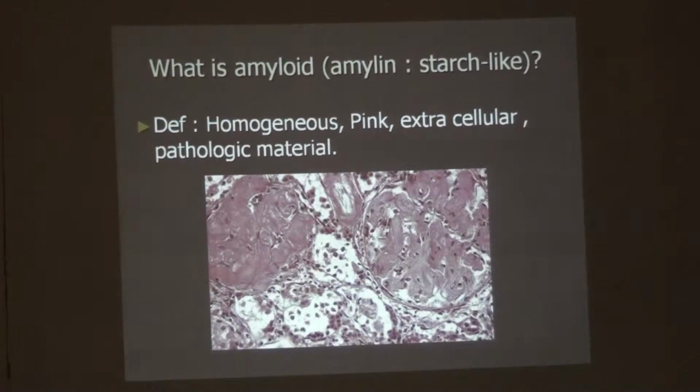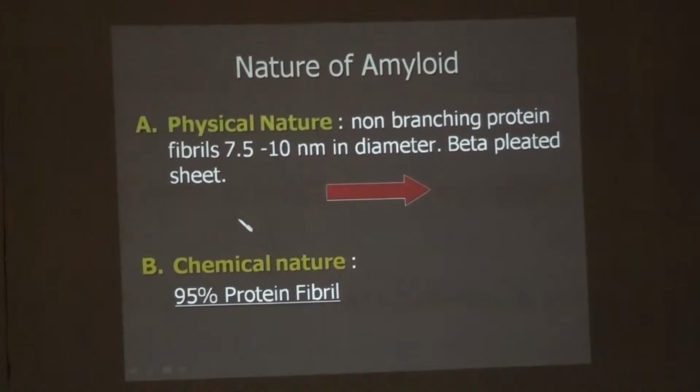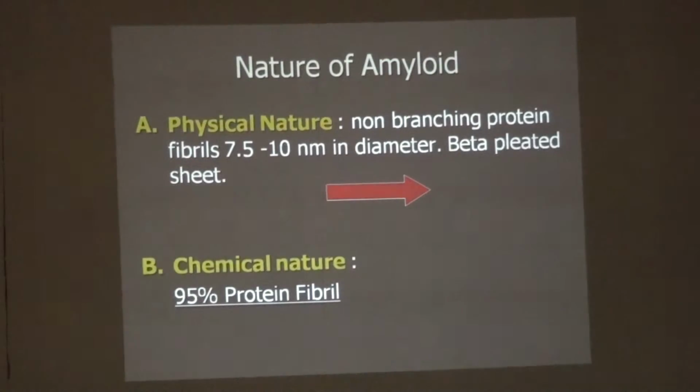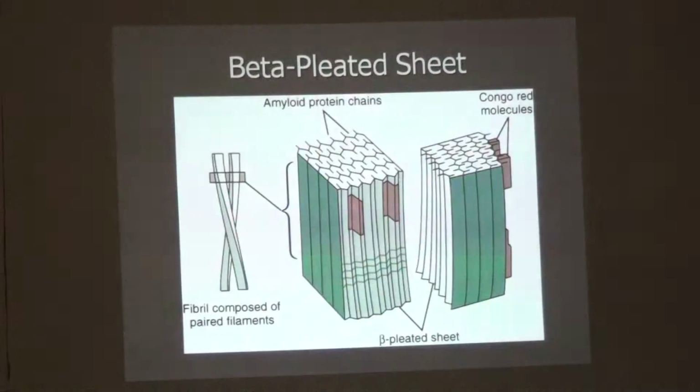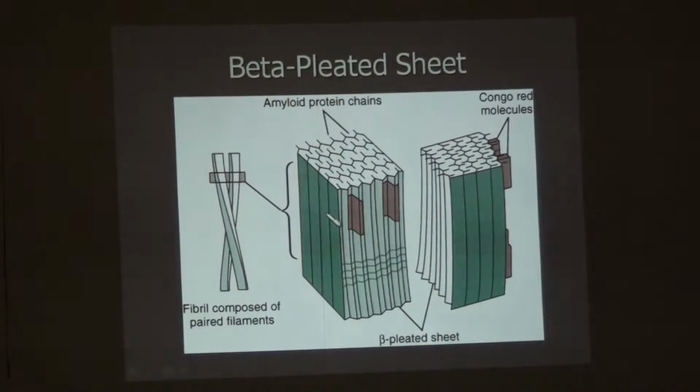Here you can see the homogeneous pink extracellular material. These are the places where the amyloid deposition is there, seen in the light microscope. It is a non-branching protein fibril, 7.5 to 10 nanometers in diameter, with a beta-pleated sheet structure. You can see this beta-pleated sheet in Congo red staining, where you get the apple-green birefringence. This is what is diagnostic in the tissue biopsy.